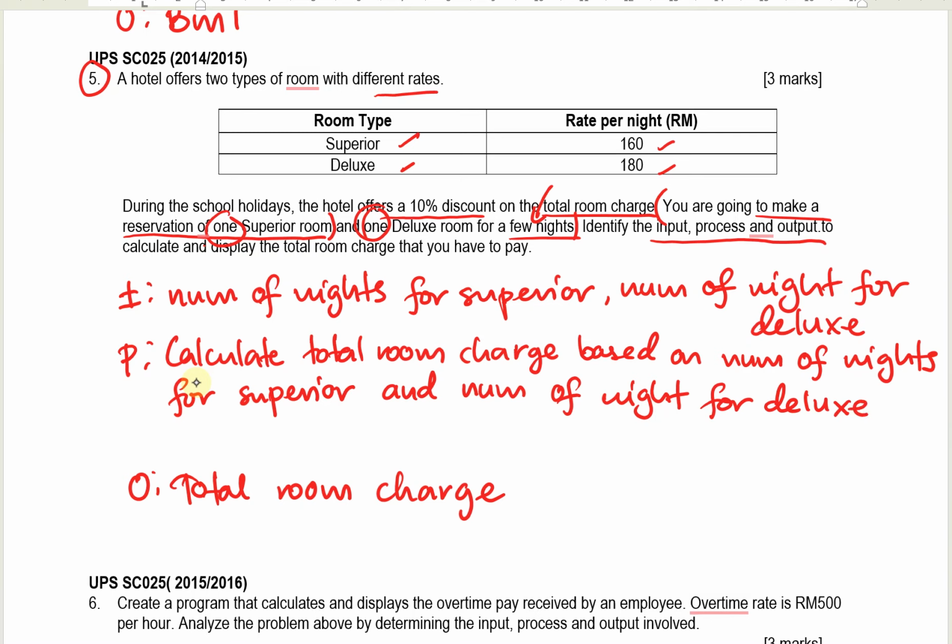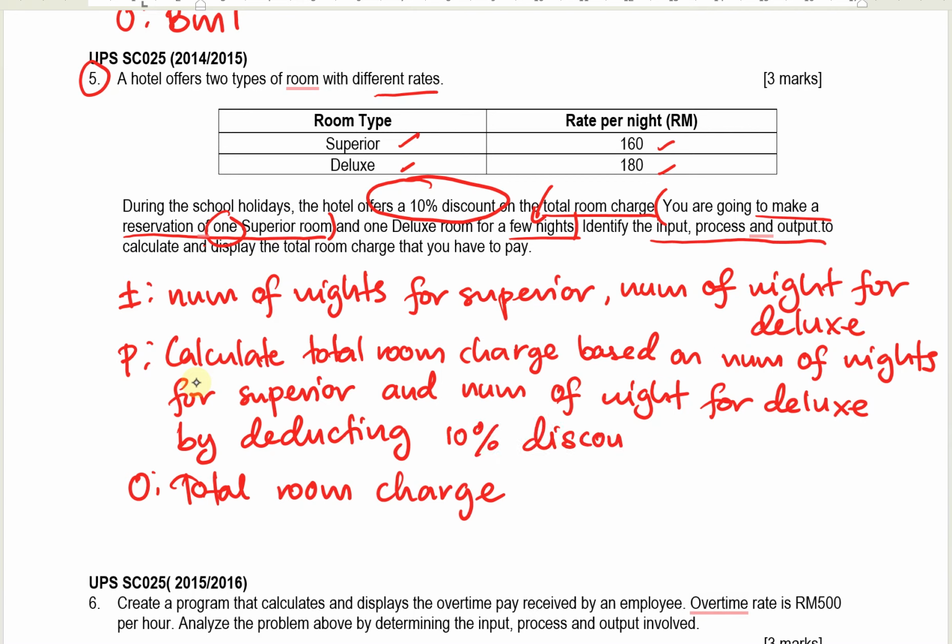Okay, deluxe. Now since you have a 10% discount, you have to choose between deducting or adding, so you have to use deducting, because you have to pay less. Okay, by deducting 10% discount. Right, this is your process.